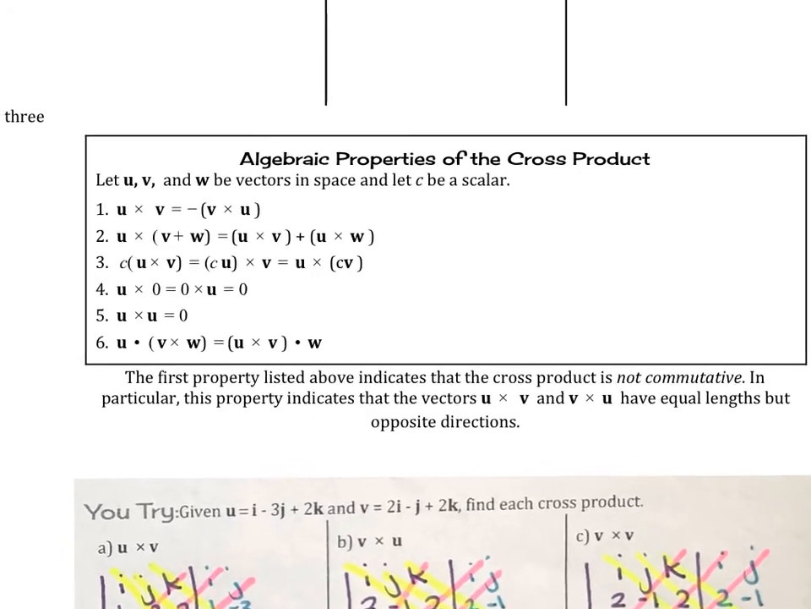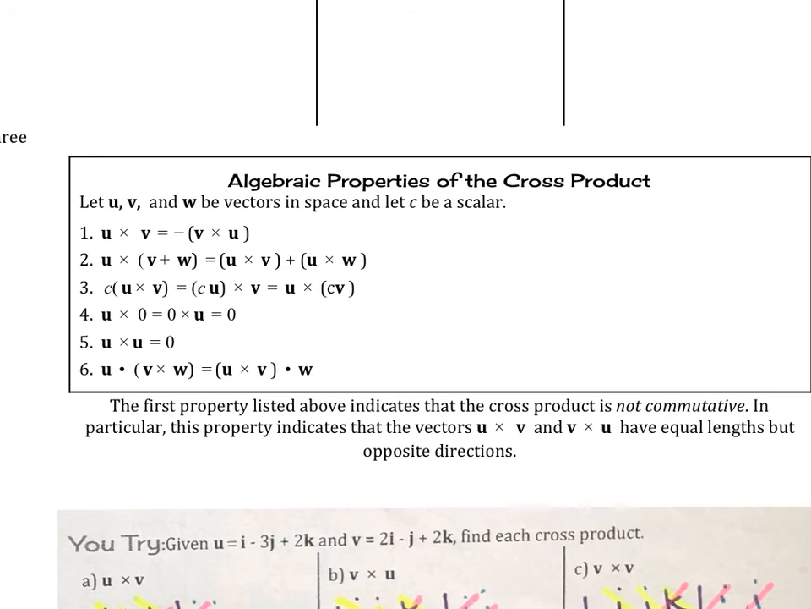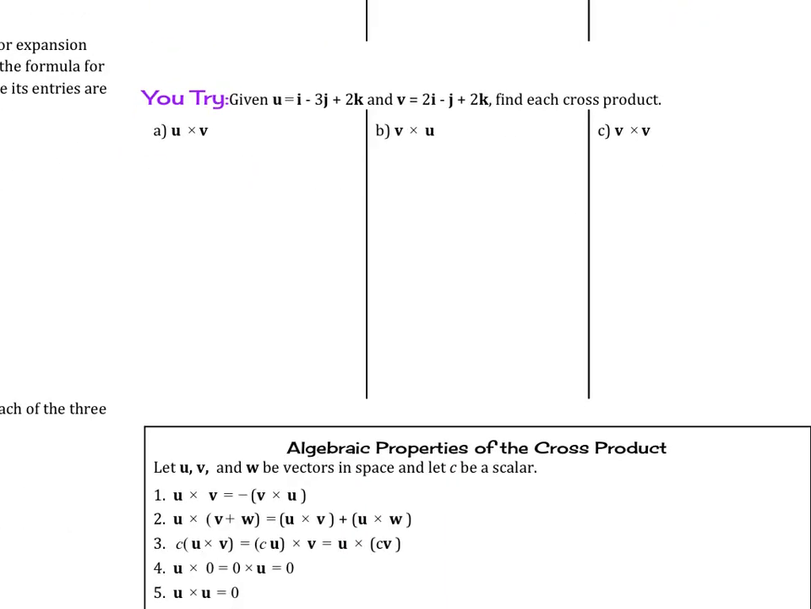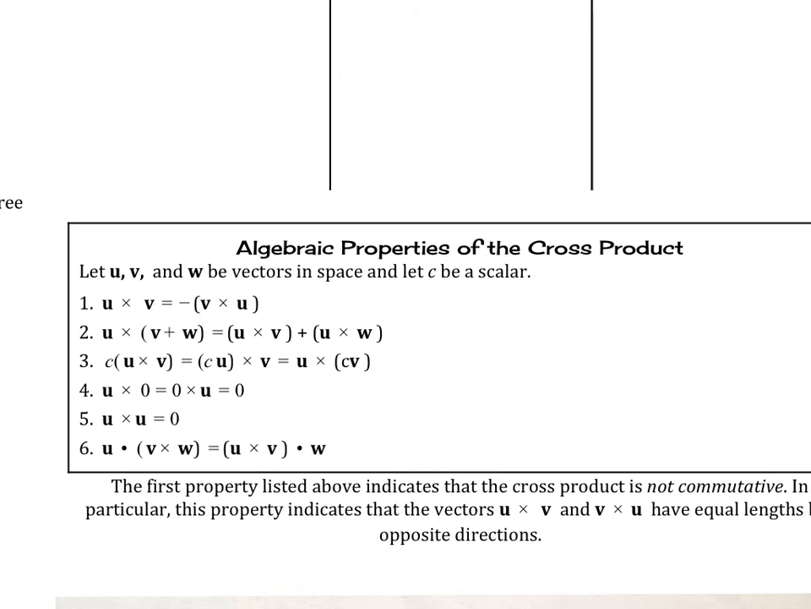I'm going to go back to the algebraic properties of the cross product. If you have u times v, notice that it would be the opposite sign, which you probably noticed right at the beginning: we get the same answer, but with opposite signs. So when we flip them, u times v equals negative v times u.